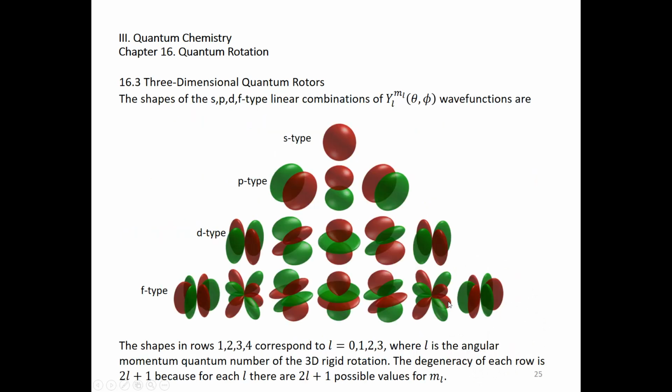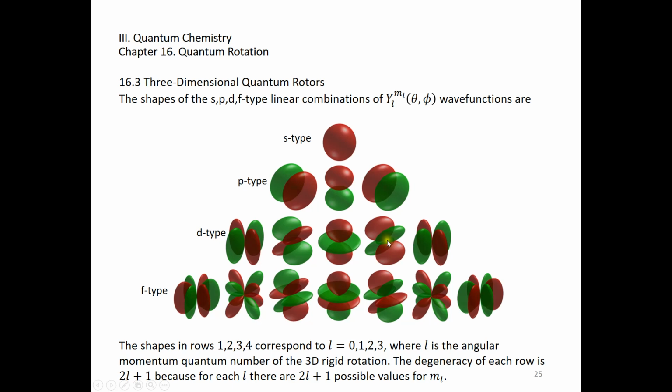Well, now let's look at the shapes of those s, p, d, f-type linear combinations of this Y function. We have the subscript L and superscript m sub L. L is the angular momentum quantum number. M sub L gives you the z component of the angular momentum. So this is when L is 0. These three are when L is 1, and then m sub L can be 0 and plus minus 1. Over here, L is 2. M sub L can be 0. That's the middle one.